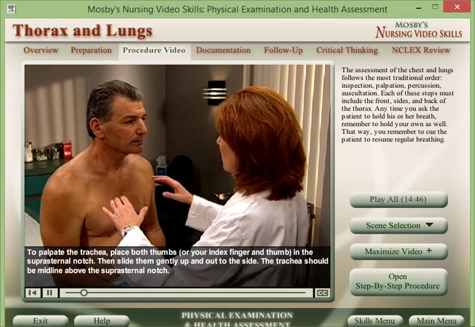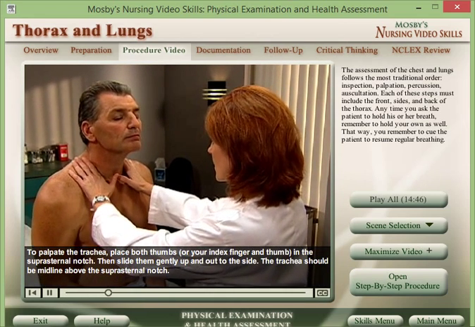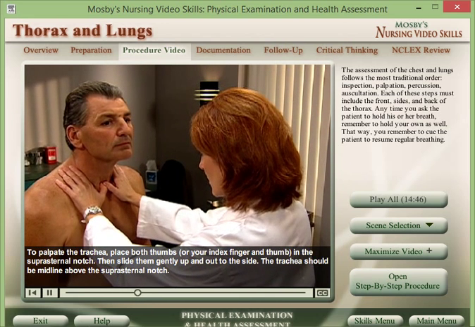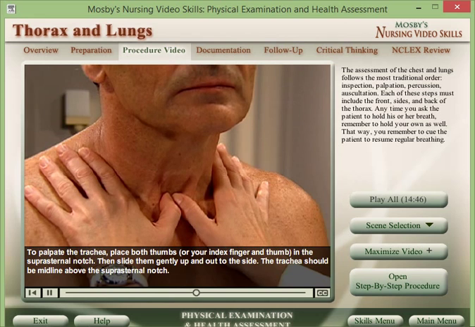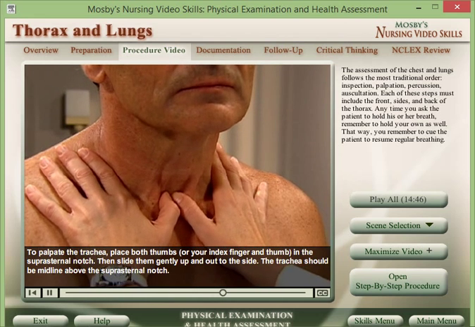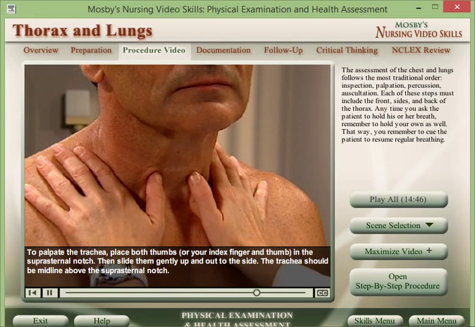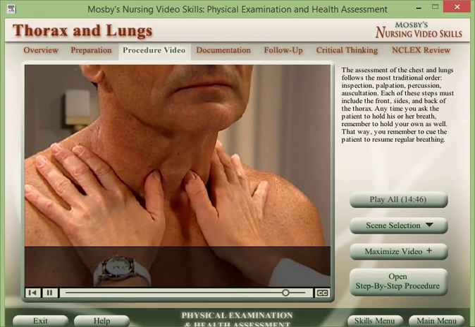To palpate the trachea, place both thumbs, or your index finger and thumb, in the suprasternal notch. Then slide them gently up and out to the side. The trachea should be midline above the suprasternal notch.